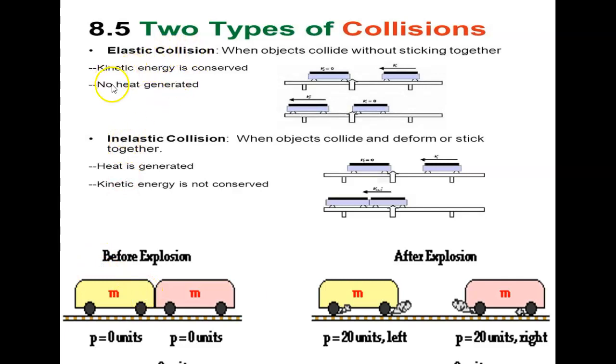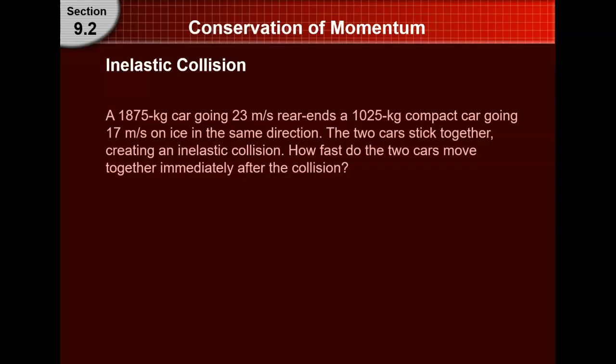In elastic collisions, no heat is generated. Really, they just bounce off each other, and energy is conserved. Energy just gets pushed from one object to another, and we'll talk more about that in a later unit. And in inelastic collisions, they stick together. Heat is generated, and energy is lost because if you make contact, you release energy when you hit something. Like I said, we'll talk about that more later.